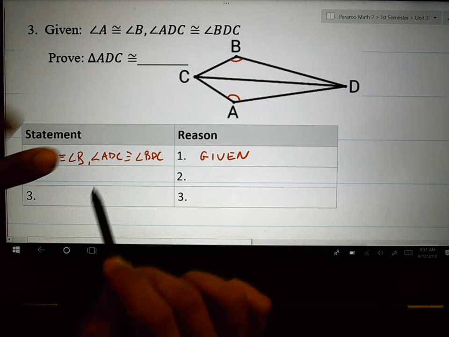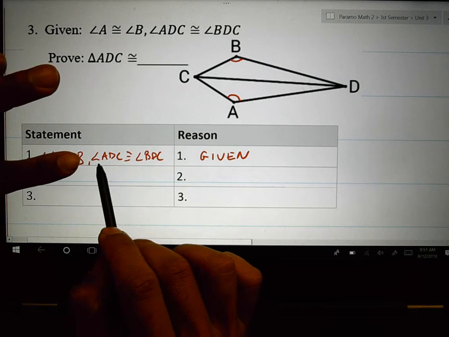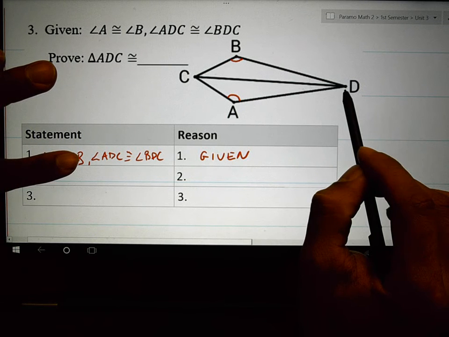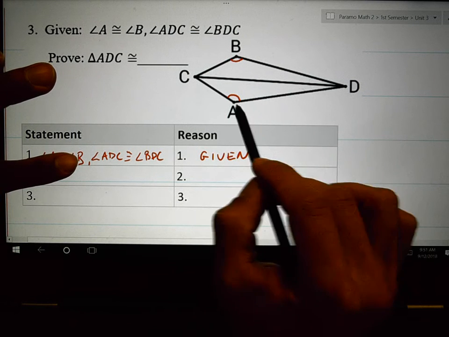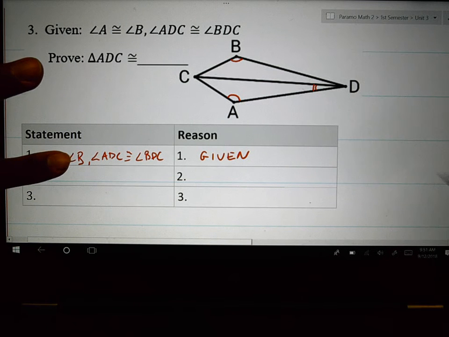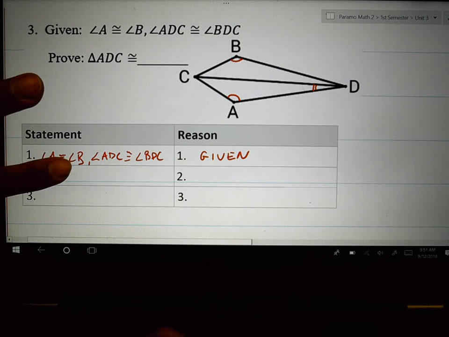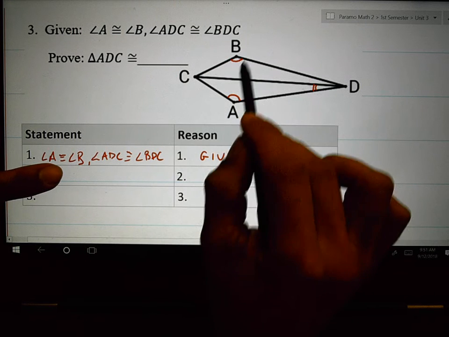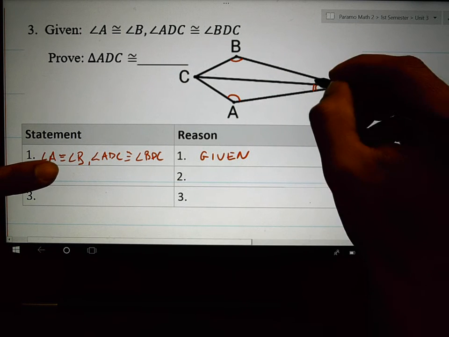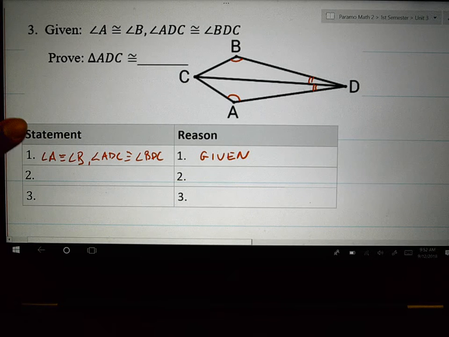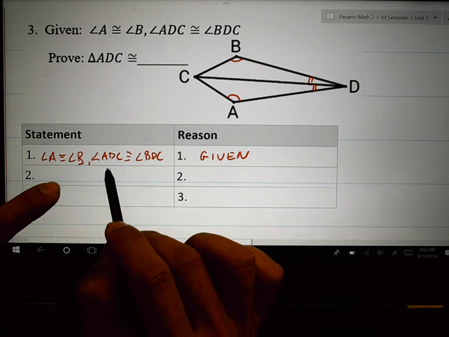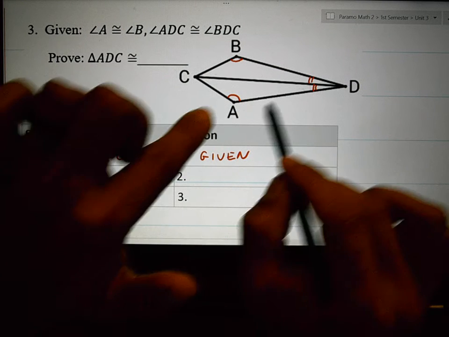The second thing that was given to me is that angle ADC, side, then the vertex, then the other side, ADC is this little skinny sliver of an angle. I'm going to put a double arc. Is congruent to side, vertex, side, BDC, another double arc. Anytime you prove something in your proof, even if it's given, add the marks to the picture.